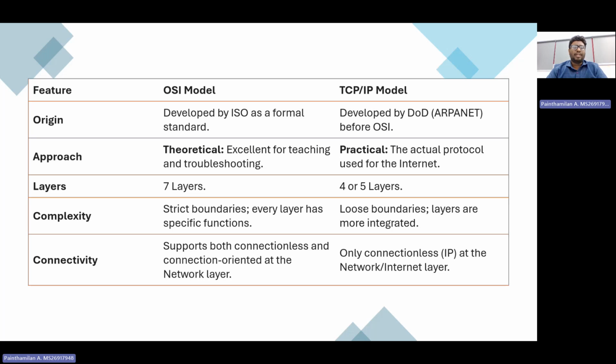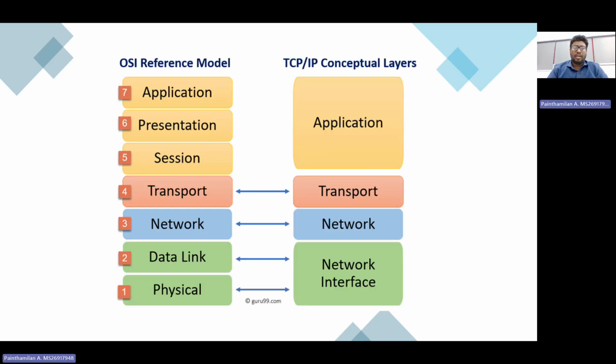And also layers: we have 7 layers in the OSI model, but in TCP/IP we have 4 or 5 layers, but usually we have 5 layers. Okay, right. This is the comparison between OSI and TCP/IP.